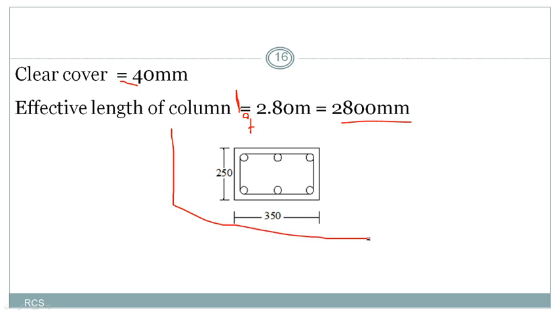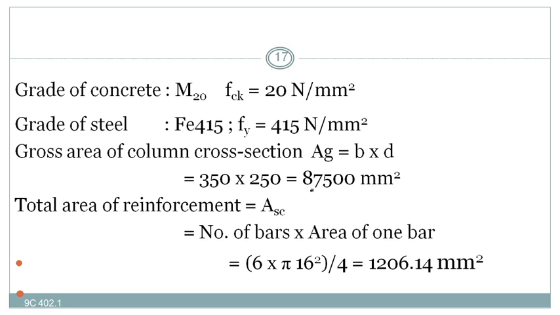So this is the cross section of that particular column. The 350 mm is B and 250 mm is D, and this gap between the ties and the face of the column is the cover, that equals 40 mm. By considering this, we can calculate the load carrying capacity of the column. For that, what do we require? We require ASC, the area of longitudinal reinforcement, the gross area of the cross section of the column, the grade of concrete and the grade of steel.